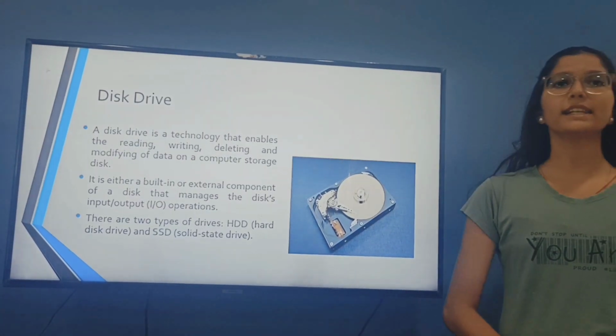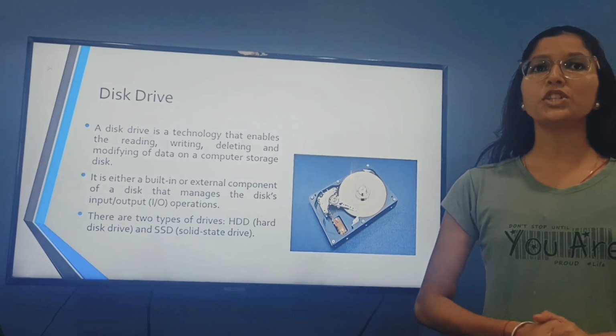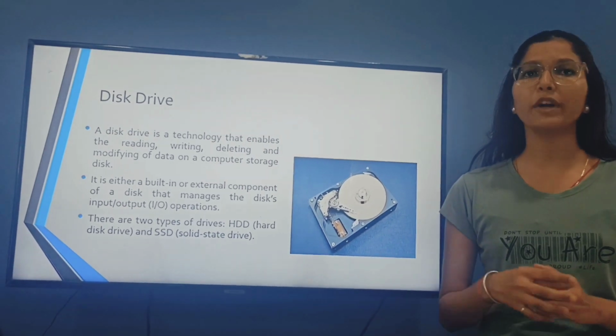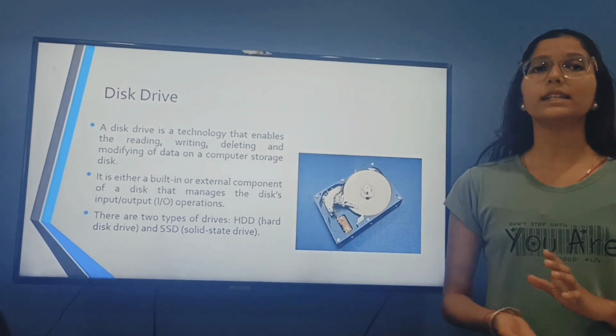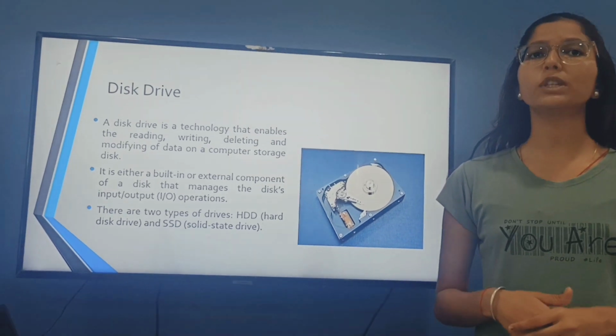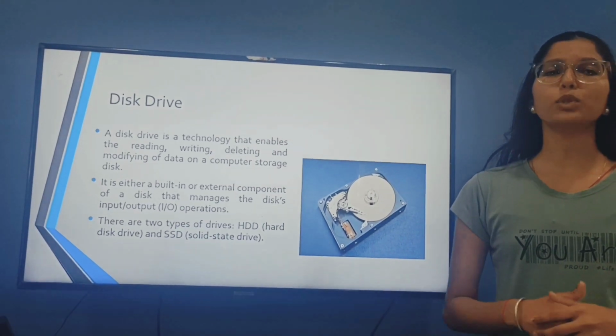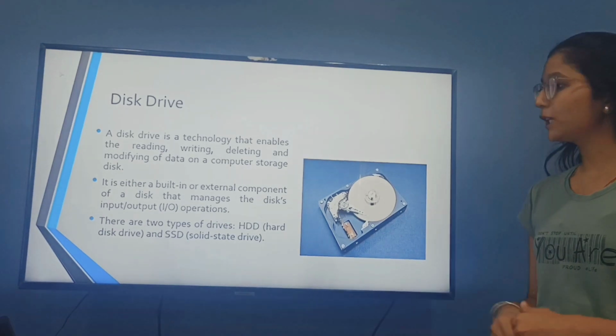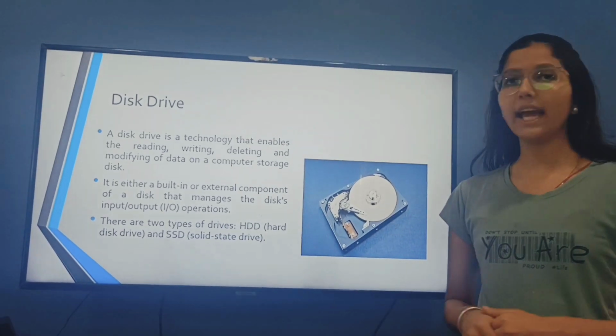So what is basically a disk drive? Disk drive is a technology which enables to read, write, delete or modify data on a storage disk. It is either a built-in or external component of a disk which manages the input-output operation. So there are basically two types of drive, that is HDD and SSD.